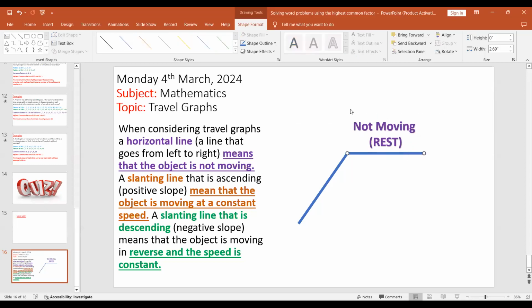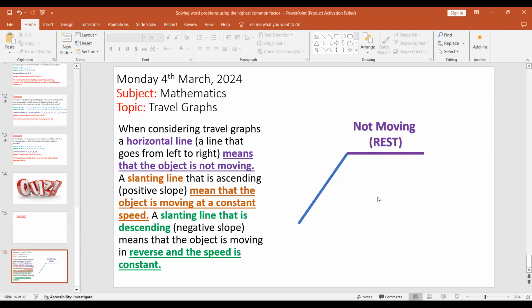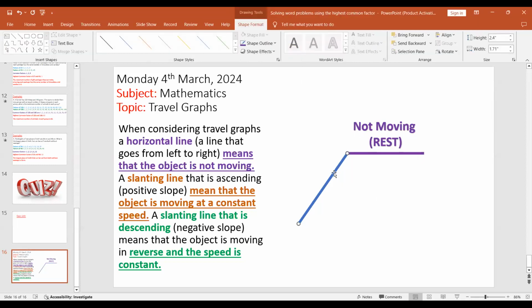So what does the horizontal line mean when we're looking at time graphs or trapegraphs? It means that the object is not moving. Very good. It means that the object is not moving. Now this slanting, and then when we go and we put another line here, say this line, and we have it like this.